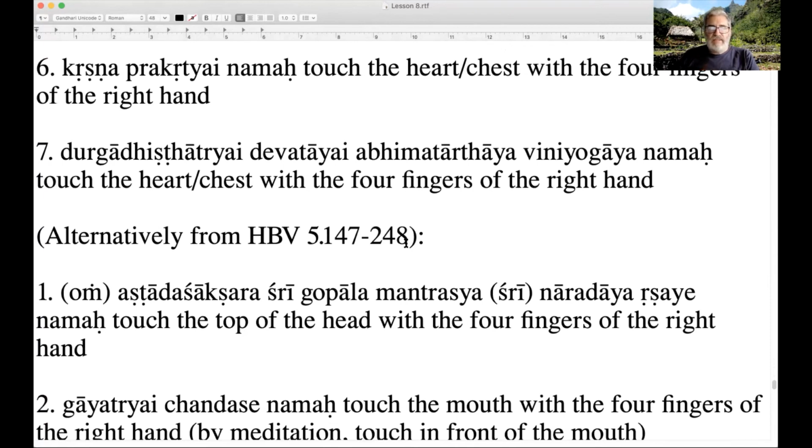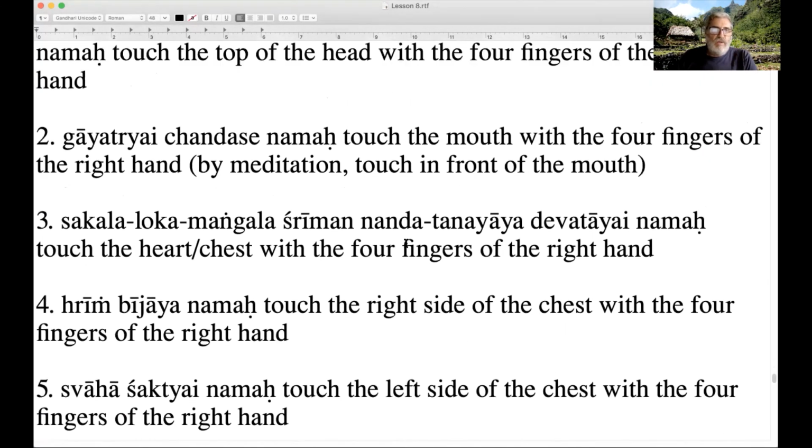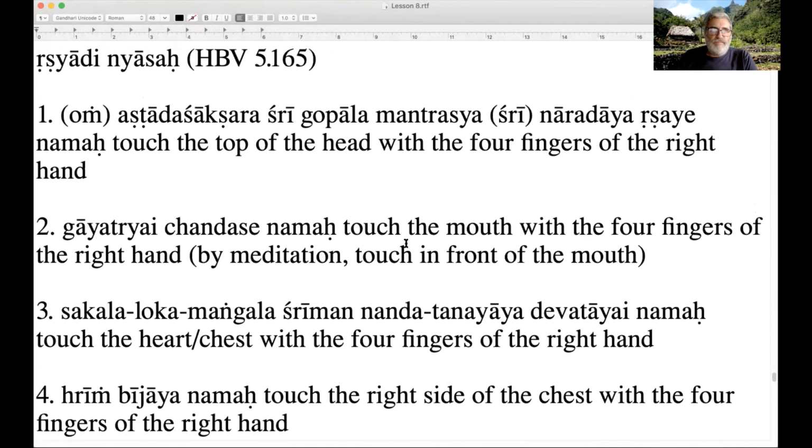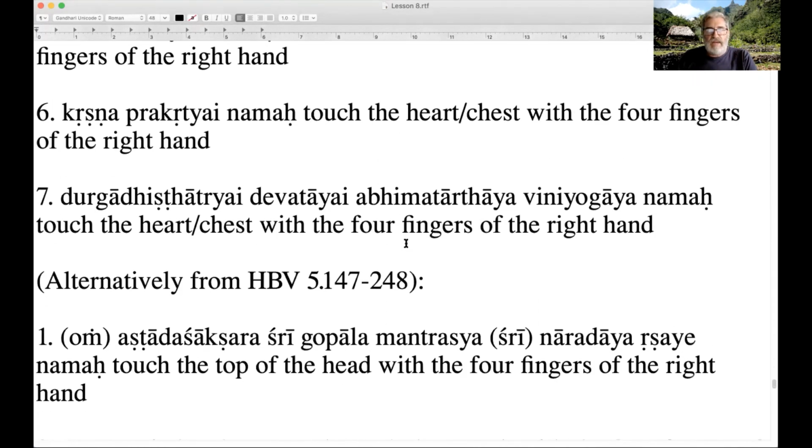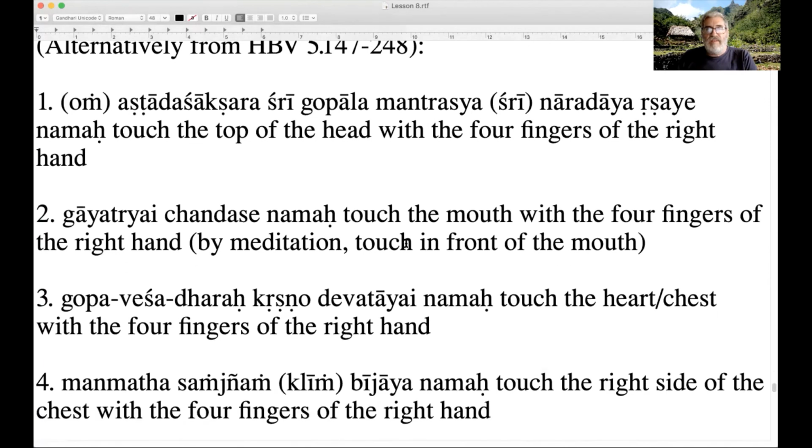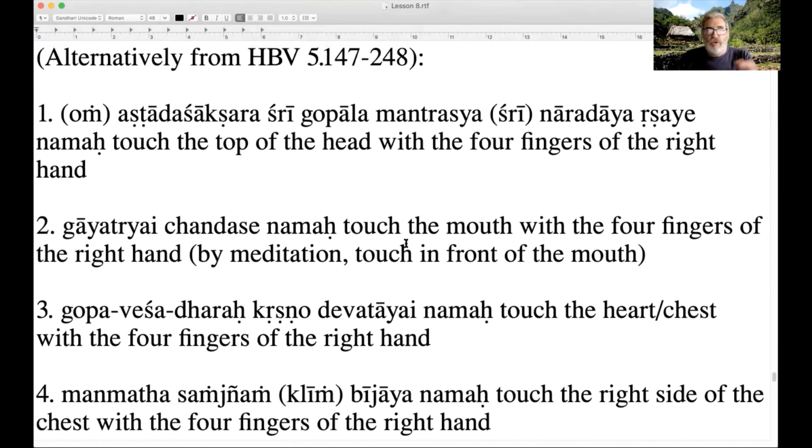Okay, so that is the way that we do it with the first version from the Krama Dipika. If you're doing the Krama Dipika mantra nyasa and you're following that, then you do this particular Rishyadi nyasa according to that. If you're following the one from the Samohan Tantra, then alternatively, in Hari Bhakti Vilasa 5, 147 to 248, you're going to use the following.